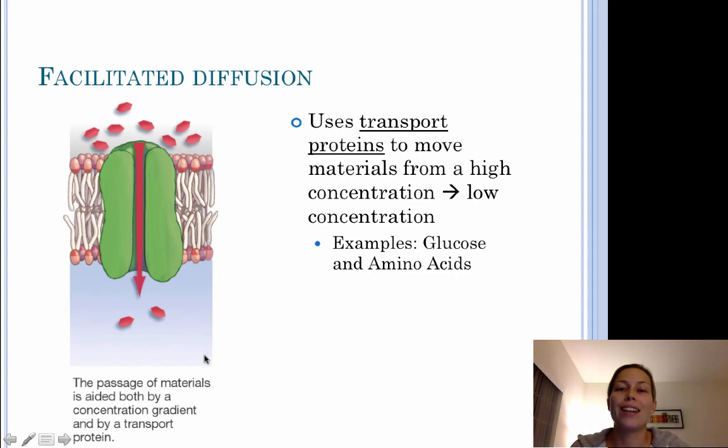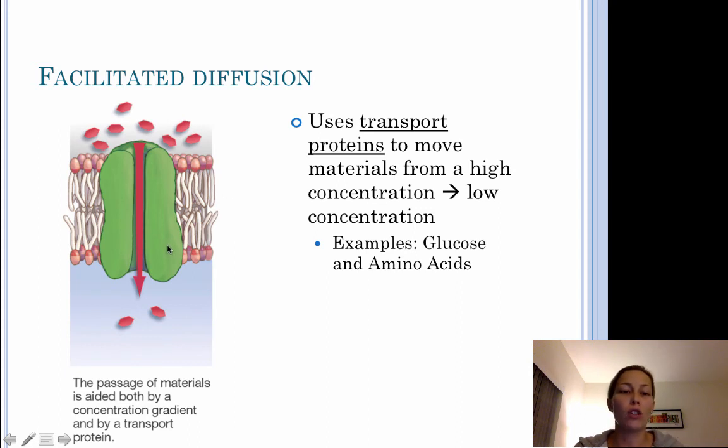Facilitated diffusion is another type of passive transport, and it's a type of passive transport that uses transport proteins to move materials from a high concentration to a low concentration. So there are some cases where there are molecules, for example glucose and amino acid, that are slightly too big. So remember that these are monomers. They're slightly too big to pass through the membrane, the phospholipid bilayer, on their own, but they need help, they need assistance, and that's what that word facilitated means. Facilitated means to help.